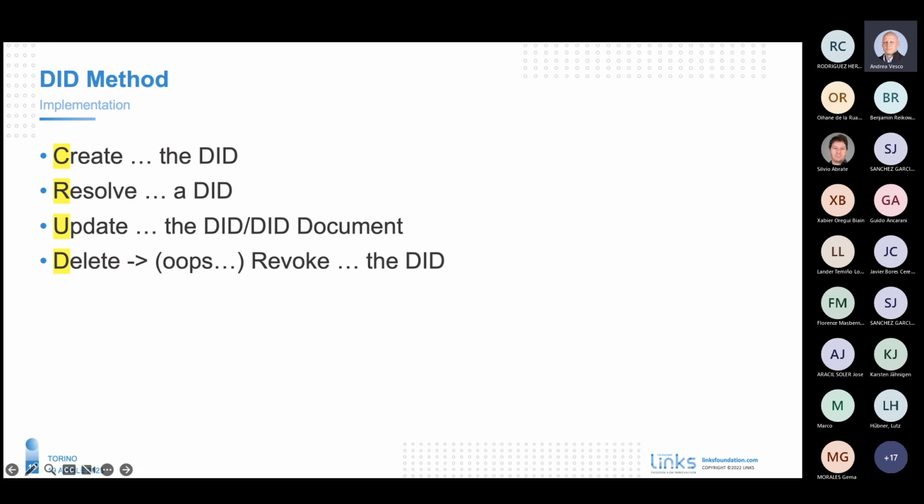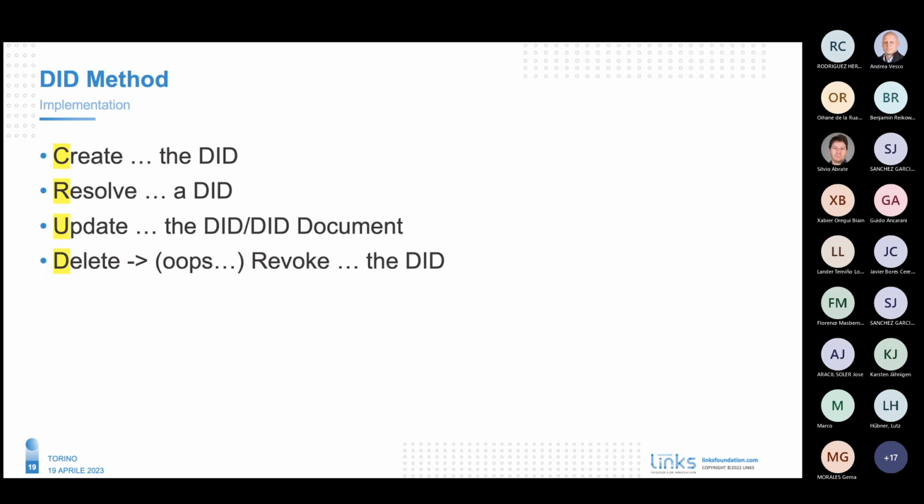The first one is create. What does it mean, create? Once I have generated my key pairs, I have to create my DID, the decentralized identifier. So I have to define the address on the ledger at which I want to store my DID document. So creating a DID means generating the key pairs, generating the document, putting the public key inside the document, and storing the document on the ledger. Resolve. This is very important. We use, and we will see, the role of resolve in the authentication procedure.